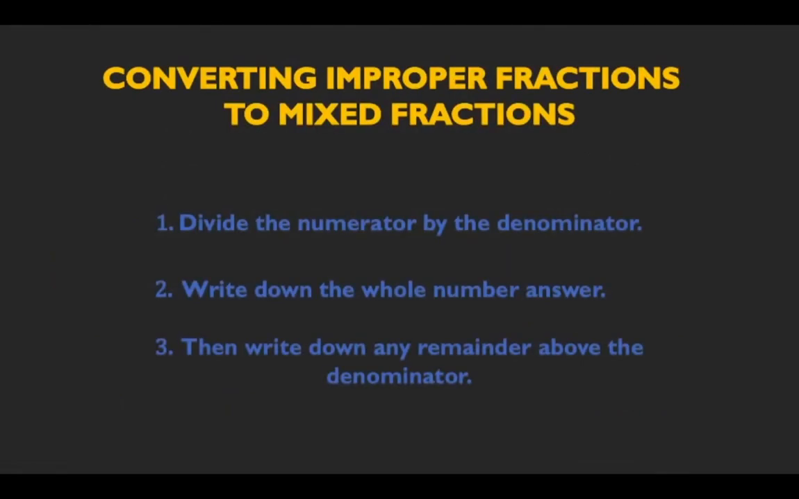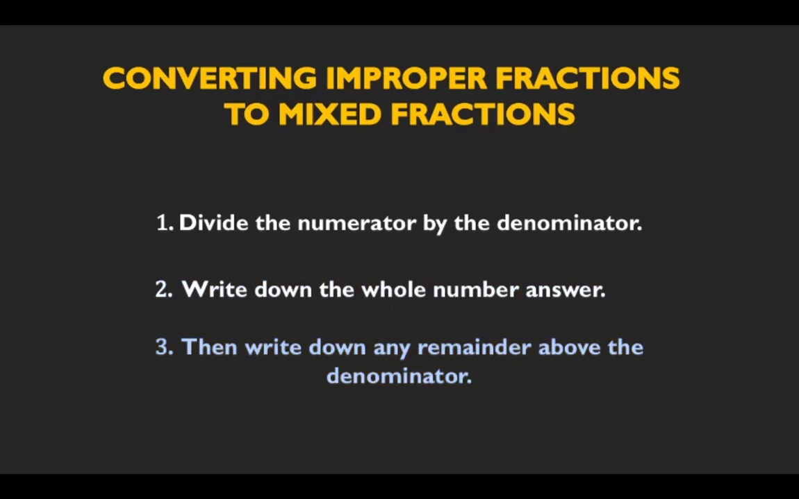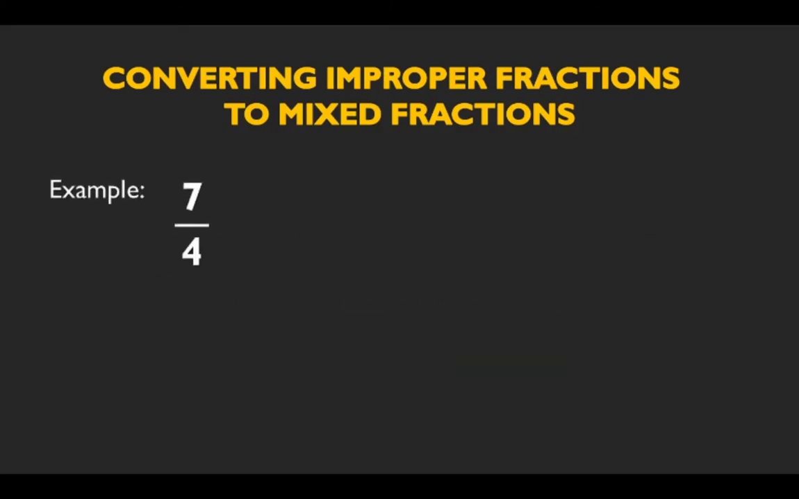To convert improper fractions to mixed fractions, follow these steps. 1. Divide the numerator by the denominator. 2. Write down the whole number answer. 3. Write down any remainder above the denominator. Let us see an example.